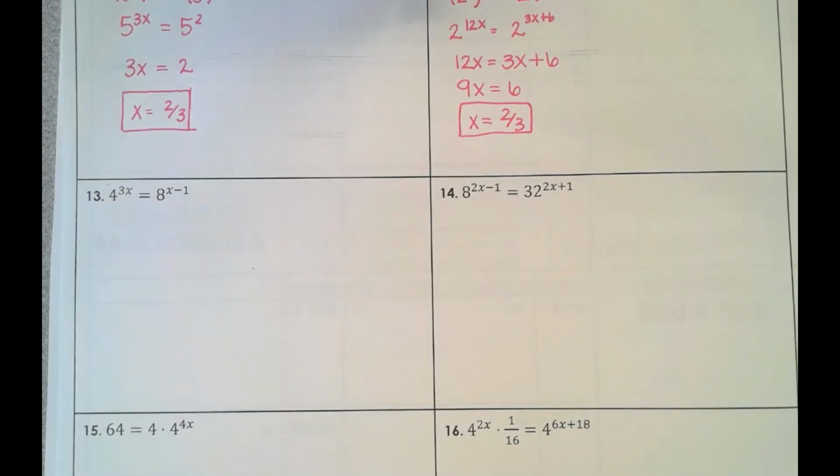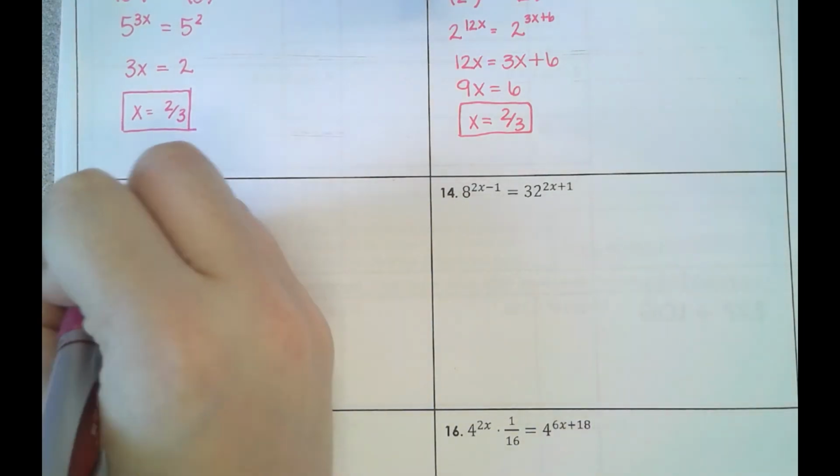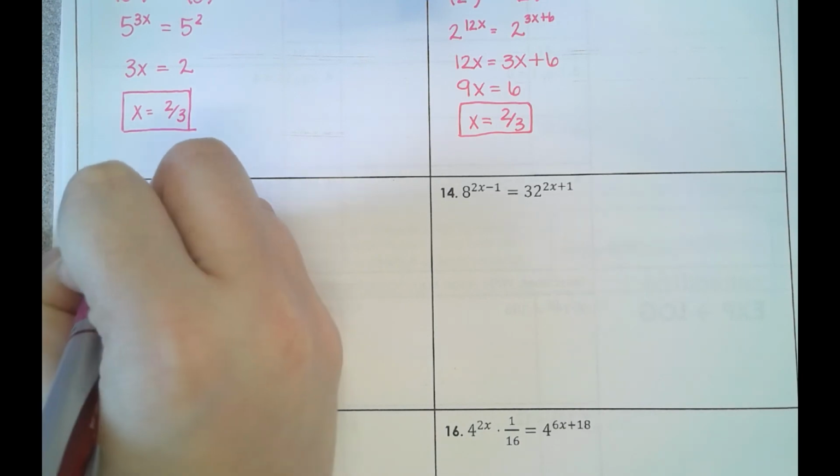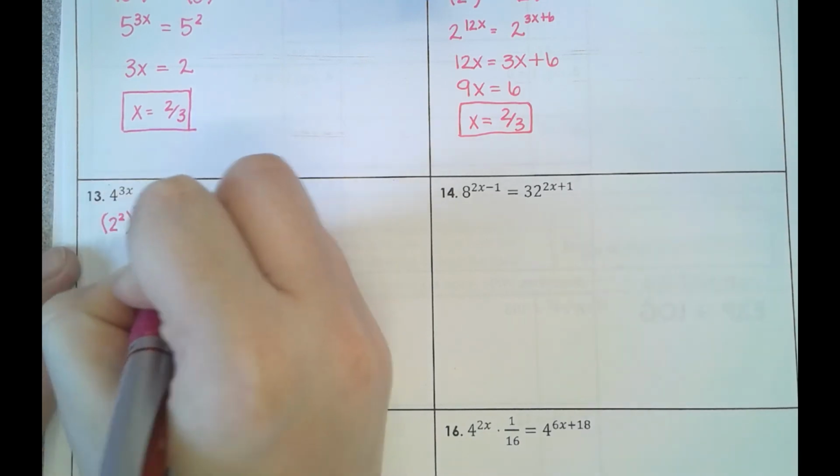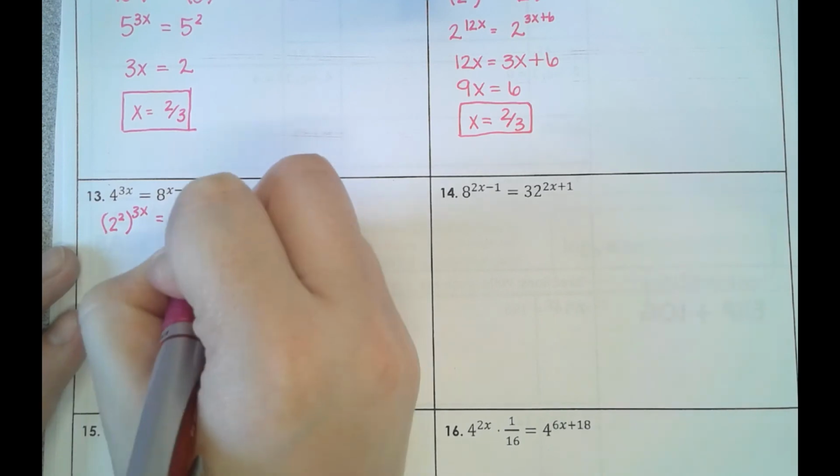Number 13. Same thing. We're going to have to change both of them. This would be 2 squared and 2 cubed.